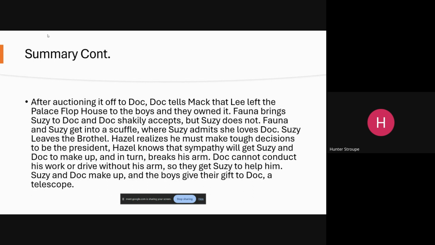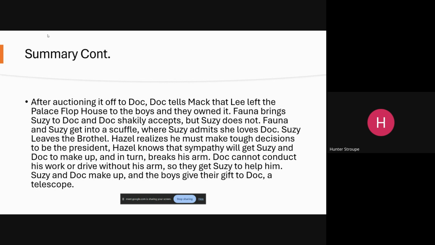After auctioning off the Flophouse to Doc, Doc tells Mac that Lee Chong left the Palace Flophouse to the boys and they owned it, and that he never told them because he figured they would do something like this. Fauna brings Susie to Doc in a wedding dress at this party, and Doc shakily accepts, but Susie does not. Fauna and Susie get into a scuffle where Susie admits that she loves Doc. Shortly after this, Susie leaves the brothel and goes to work at a diner.